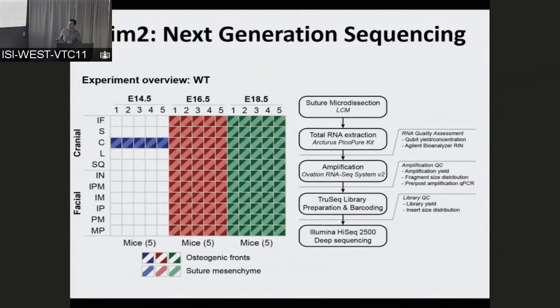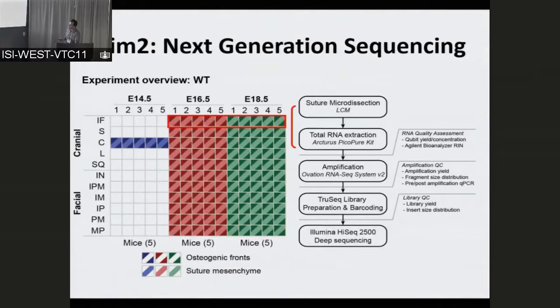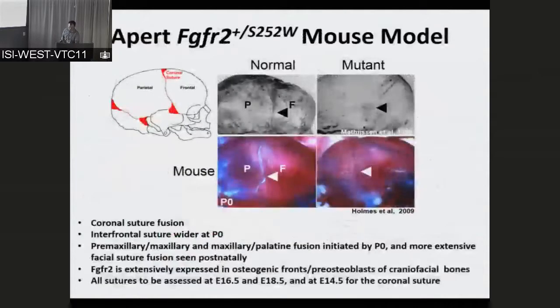The coronal suture forms very early in Twist and Apert mice. It also fuses, and in humans, it also starts to fuse very early, so it's of interest to us. The workflow is basically the suture microdissection, RNA extraction using the PicoPure kit, and then we're using Ovation RNA amplification, then making TruSeq libraries for Illumina sequencing. At the moment, we're just in this stage for these sutures. The goal for our first year is producing these and the Twist mouse, the equivalent interfrontal sutures, which I'll get to.